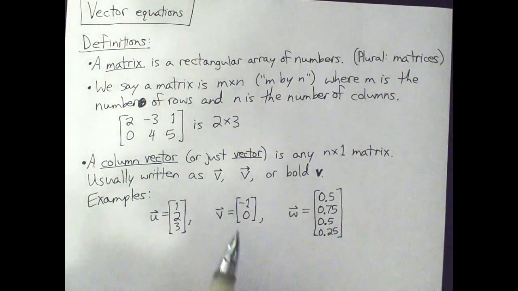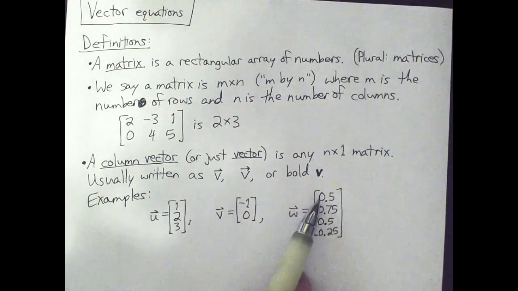And you can tell from these examples, they can be different sizes or different heights, and they can have repeated numbers in them. They can have zeros in them.